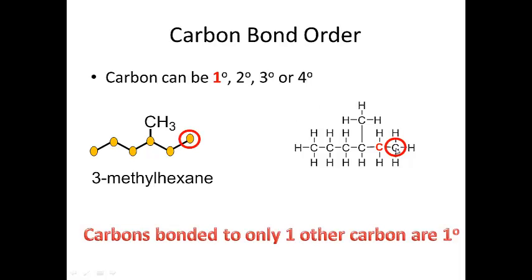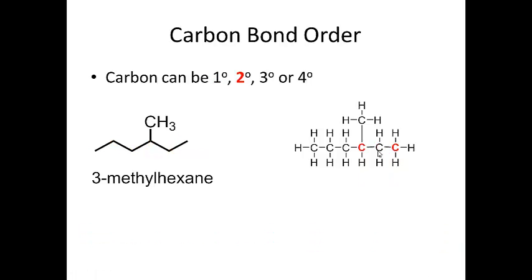Now what do we mean by a carbon being primary, right? A primary carbon, like this one on the end here, is a carbon that's only bonded to one other carbon. So you can see here this carbon is bonded to the red carbon here, and so that makes this carbon a primary carbon. All right, it's bonded to this carbon here.